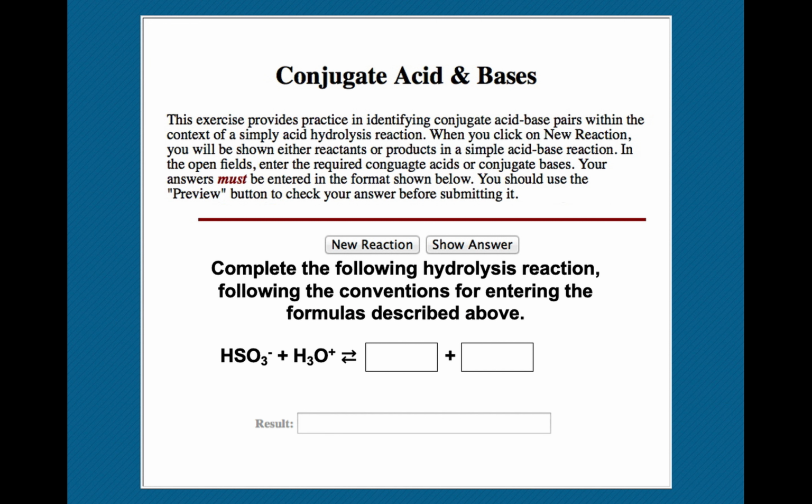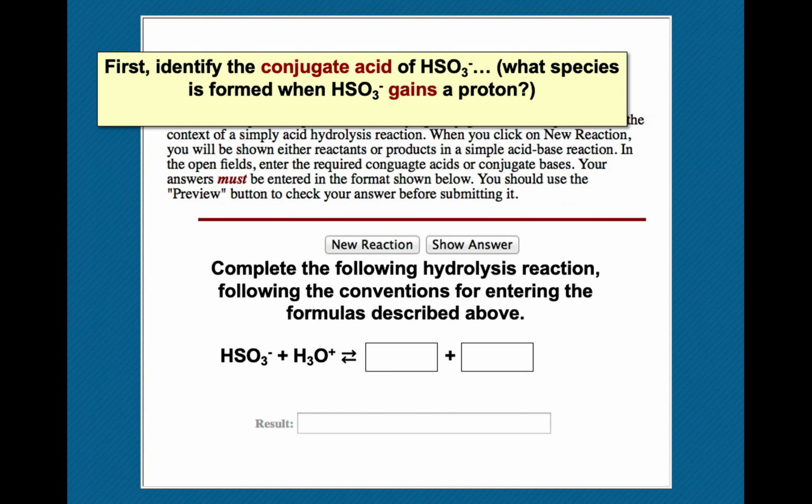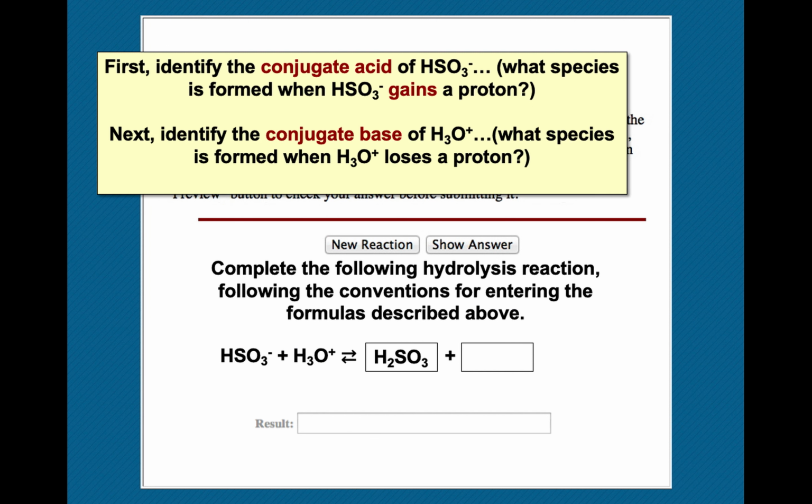This is going to be our acid. This is going to be the Bronsted base. So, starting here, if this accepts a proton, what do you get? H2SO3, sulfurous acid. This was our Bronsted acid. After it loses its proton, what do we get? Water. Any questions?